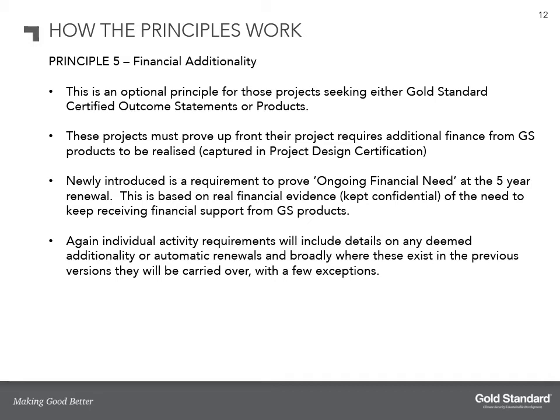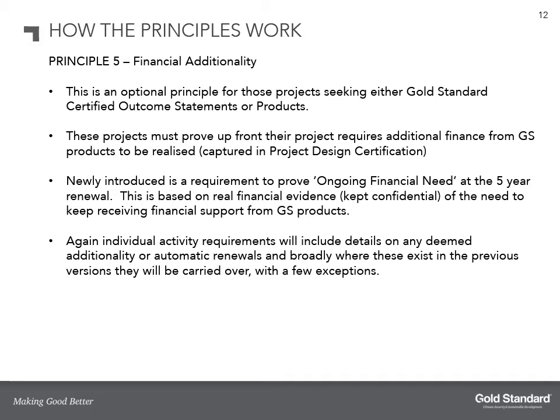There are two parts to financial additionality within Gold Standard for the Global Goals. The first is ex-ante additionality demonstration within the project design. As many of you will be familiar with, following various additionality tools or deemed additionality requirements, a project will prove its financial additionality in project design certification, just as it did in registration in previous versions. But then there's a newly introduced requirement, which is called ongoing financial need. So at the 5-year renewal, projects will prove that they still require finance to be viable. And that will be based on real financial receipts.